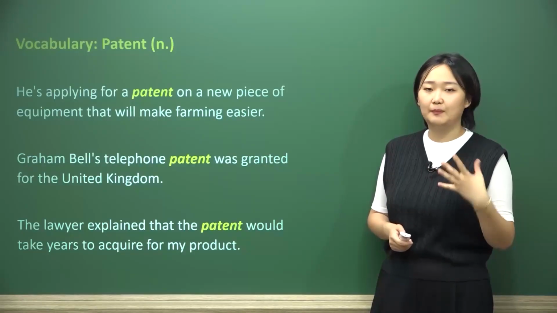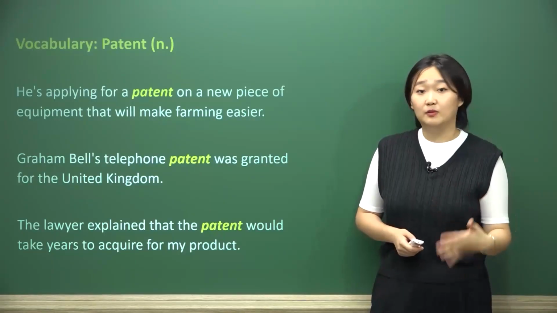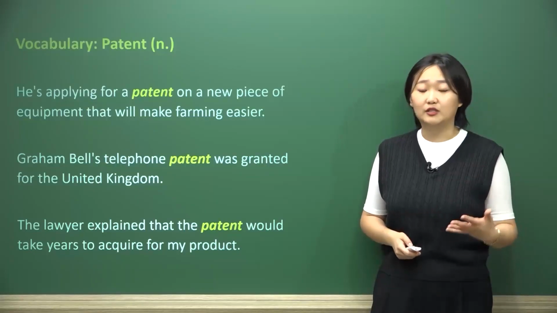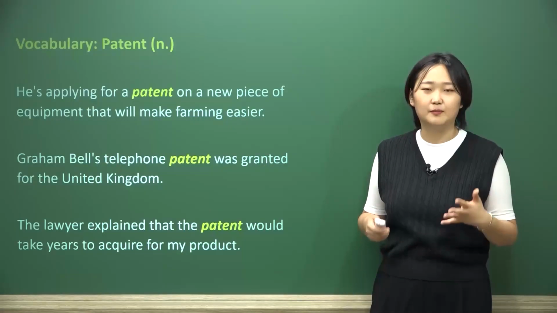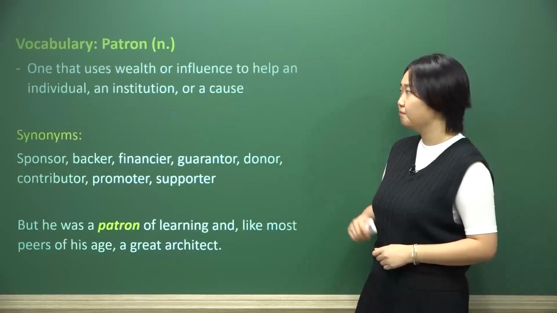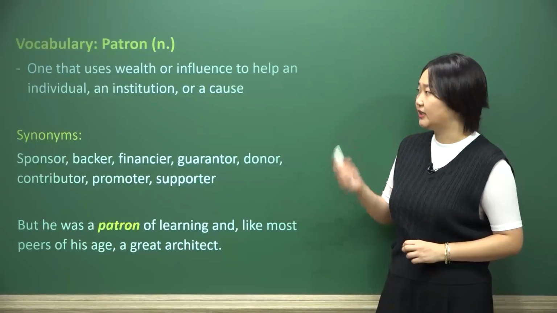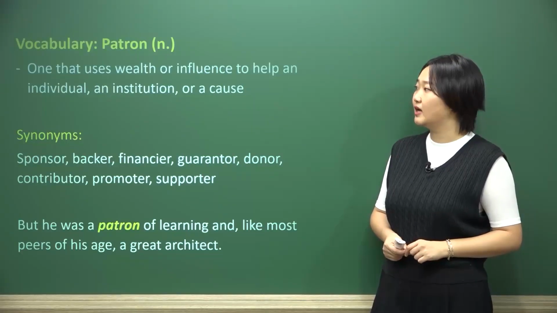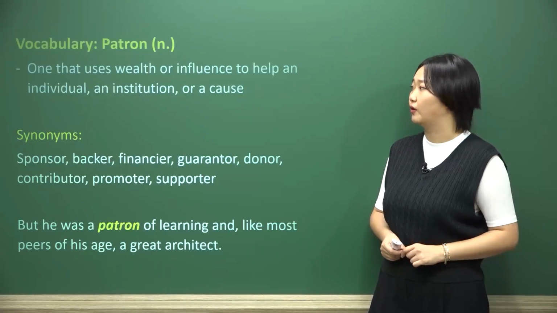Again, it's usually just a piece of paper that says, hey, this belongs to somebody. Hey, you have the right to go ahead and sell this. Again, something of a permission slip on the most formal and most professional level. And then we move on to patron. Patron here is one that uses wealth or influence to help an individual, an institution, or a cause.